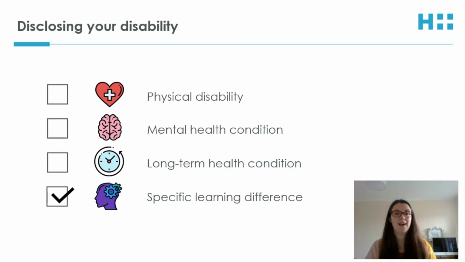You might already have an education healthcare plan or an EHC plan. This can sometimes stop when you're 18, and if yours does, you can ask your local authority to pass that information on to your university, which will help them understand more about your condition and more about the kinds of support that you might need.